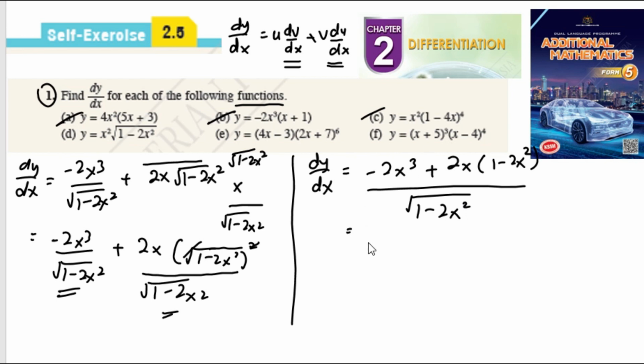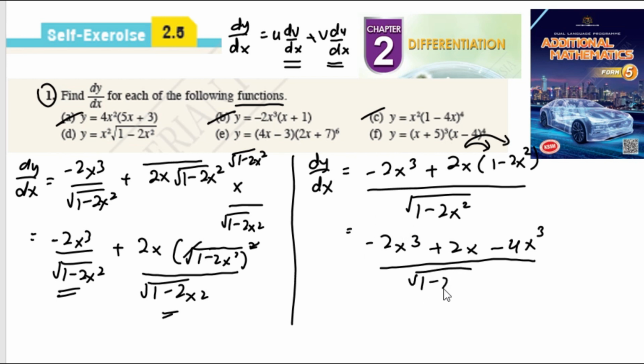So here when you expand, negative 2x cubed, 2x times 1 you get plus 2x, 2x times negative 2x squared, you get negative 4x cubed, divided by the square root of 1 minus 2x squared. So you see here, negative 2x cubed and negative 4x cubed, you can combine: negative 2 minus 4, negative 6x cubed, plus 2x, divided by the square root of 1 minus 2x squared.